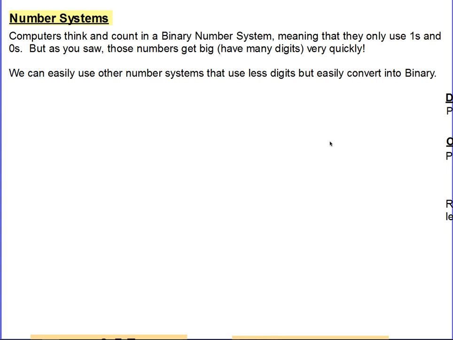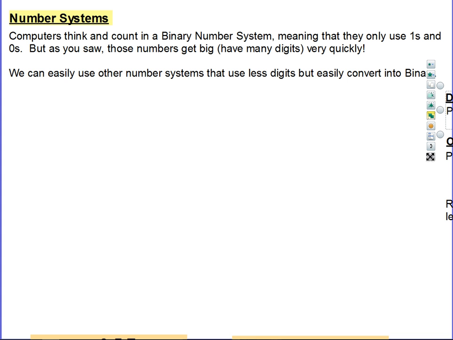When we look at number systems, and we looked in the last video at how to convert to the binary number system, the problem that we had converting from binary to decimal is that those numbers get very big or have many digits very quickly. So there are some other number systems that we can use with fewer digits, and easily convert back and forth between different situations.